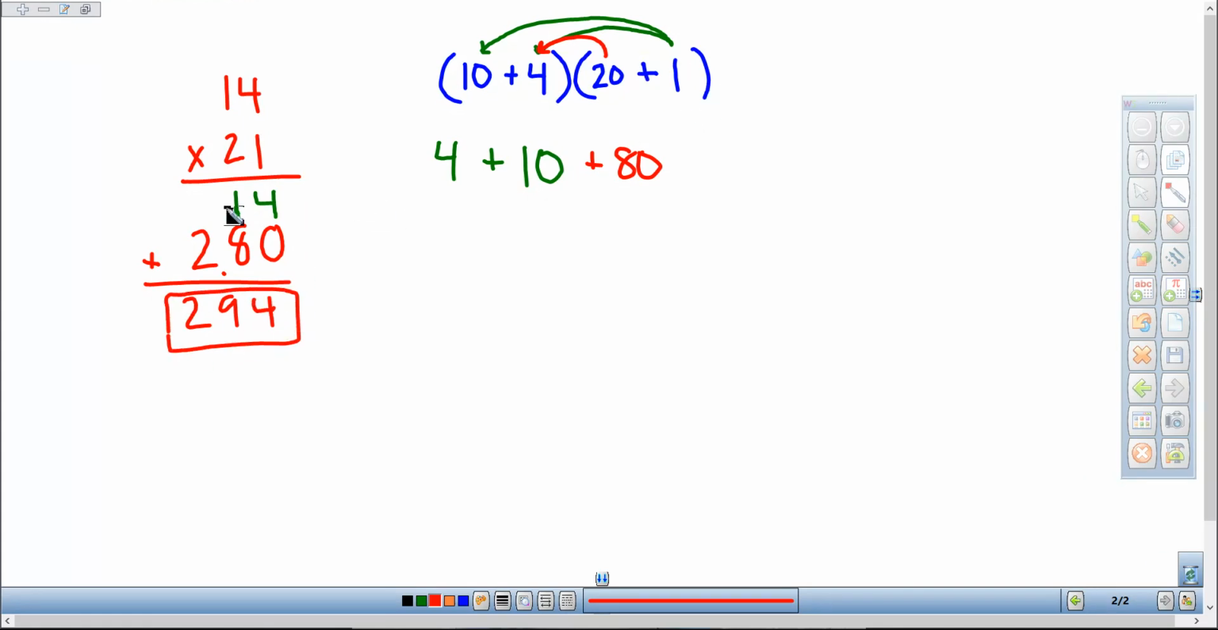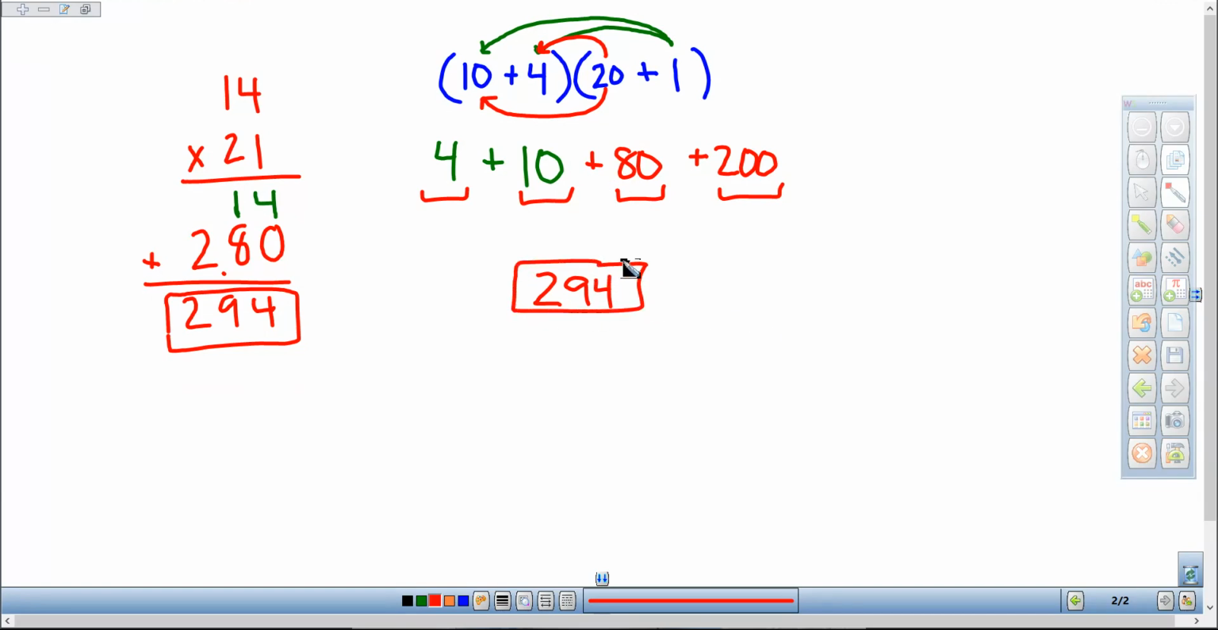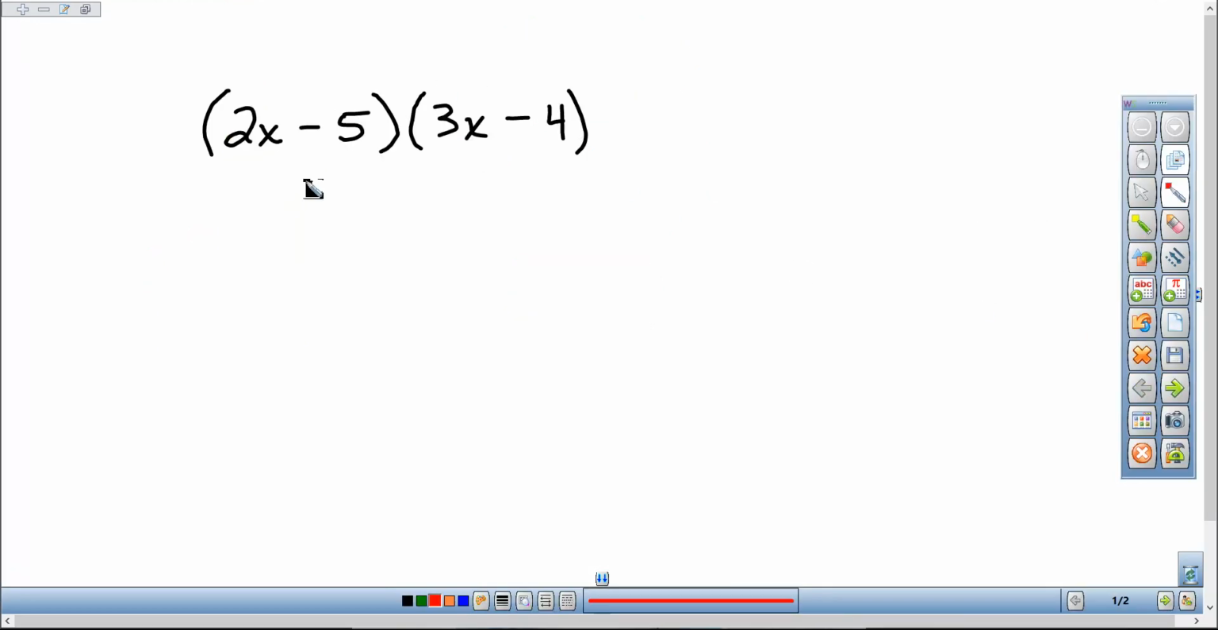Going back to this, remember our last multiplication was 20 times 10, and that happens right here, 20 times 10. 20 times 10 is 200. And so now the answer will be adding these 4 terms together. Lo and behold, 200 plus 80 plus 10 is 290 plus 4 is 294. That is the same approach that we're going to use when we multiply something like this.